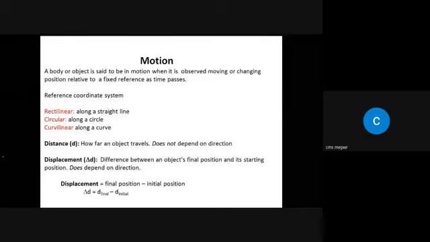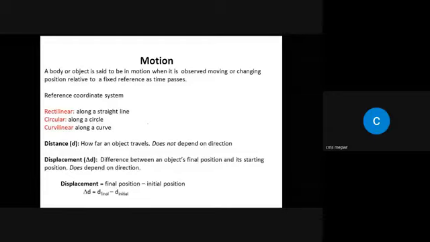Now what is distance? Distance basically shows how far an object has traveled, and it does not depend on direction. It is simply a magnitude, just a value, a scalar quantity. Then displacement: what is the difference between displacement and distance? Displacement can be defined as the difference between the object's final position and its starting position, and it does depend on the direction.